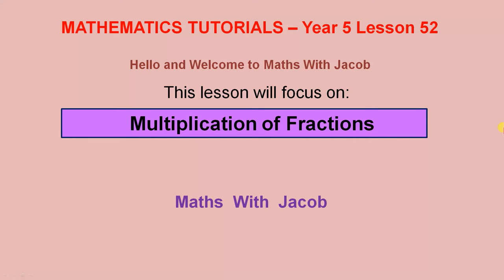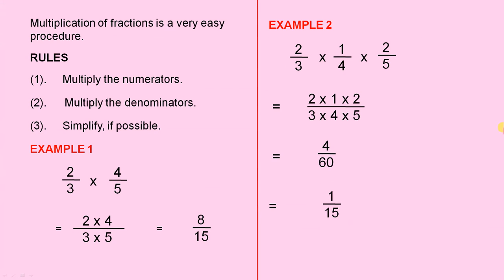This lesson will focus on multiplication of fractions. Multiplication of fractions is a very easy procedure. Now here are the simple rules. Number one, multiply the numerators. That means multiply the numerators together. Number two, multiply the denominators. Number three, simplify if possible. So example 1, 2 over 3 multiplied by 4 over 5.